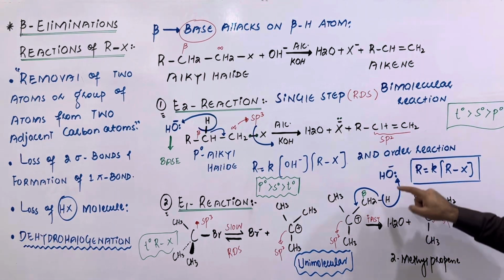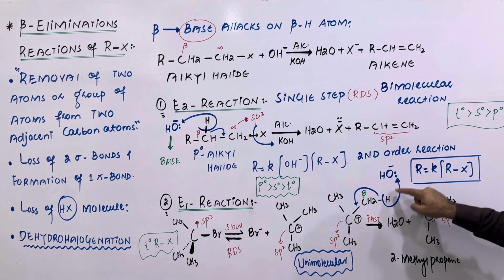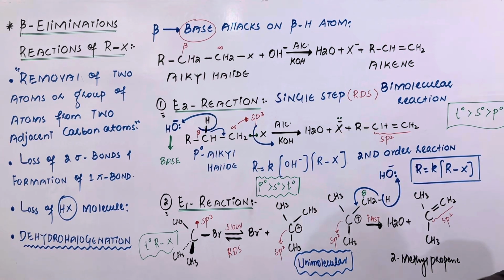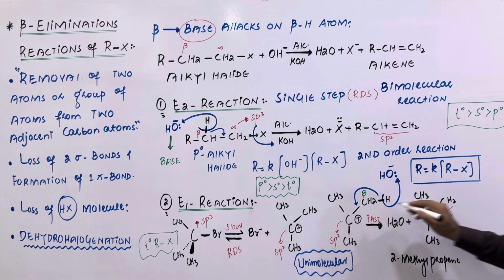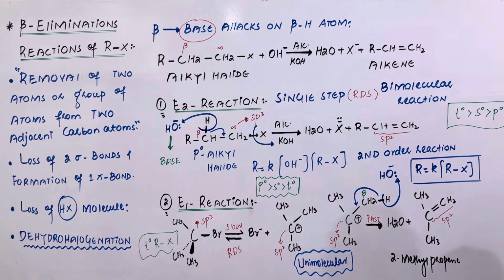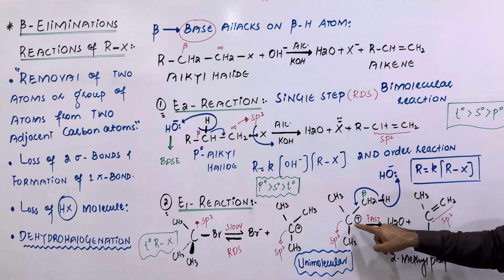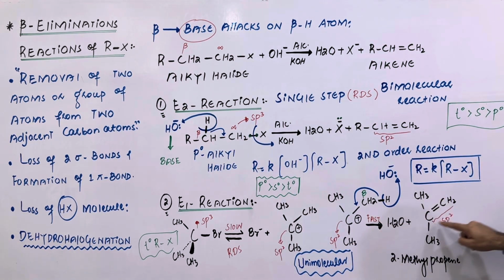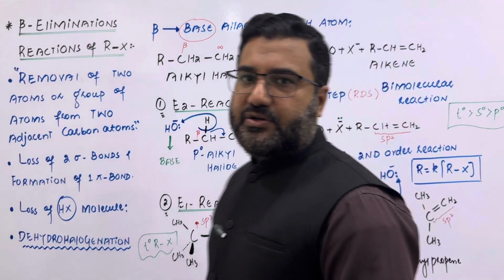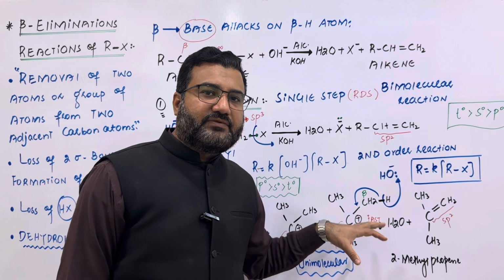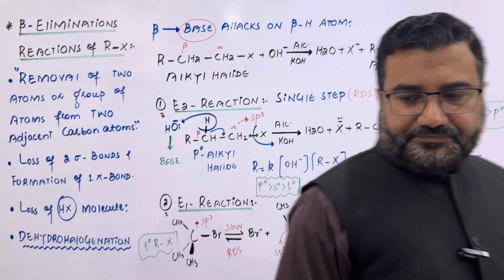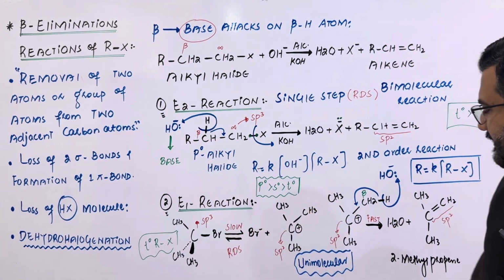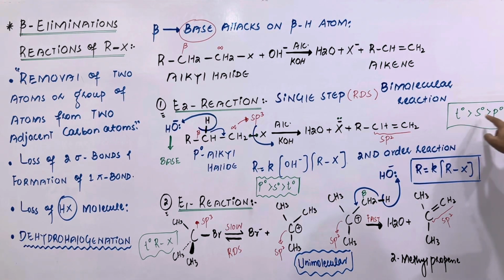Now look at the second step. In the second step, this base takes the beta hydrogen in the form of H positive. So OH negative and H positive combine to form water, and the bond between beta carbon and beta hydrogen shifts between alpha and beta carbon, and you will get an alkene here. Specifically, this is 2-methylpropene. In the second step, both these carbons are sp2 hybridized. So basically in the second step of the E1 reaction, there is no change in the hybridization state.